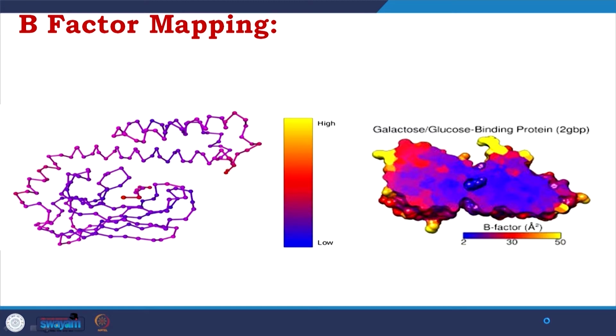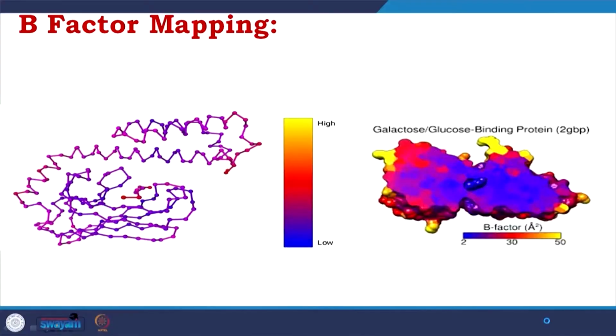You will see the B factor map, and the values from blue to yellowish orange show low to high B factor. If you see, in the core the B factor is low, whereas on the surface you generally see higher B factor, because on the surface the amino acid side chains are not interacting with the core. So they are free, freely moving. Because of free moving, they are creating high motion. If there are disordered portions, they are also moving. So, it shows higher B factor.